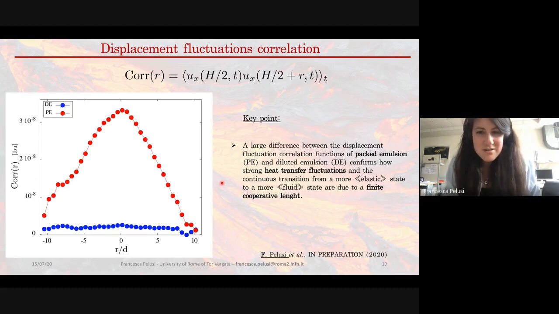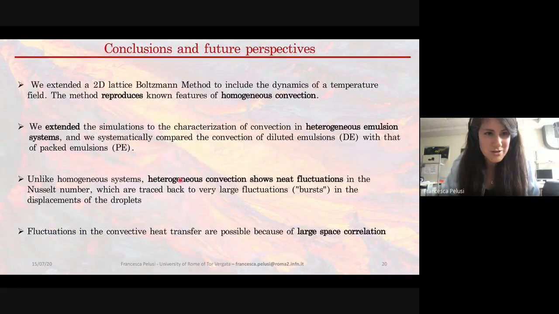And this continuous transition from an elastic to a fluid state is probably due to a finite cooperative length between the droplets. So the droplets are responsible for these observed strong fluctuations.